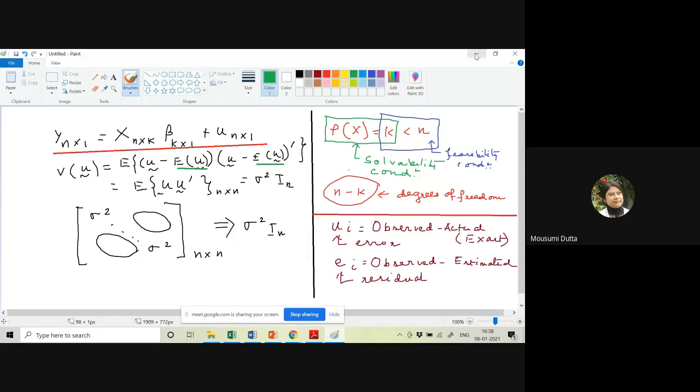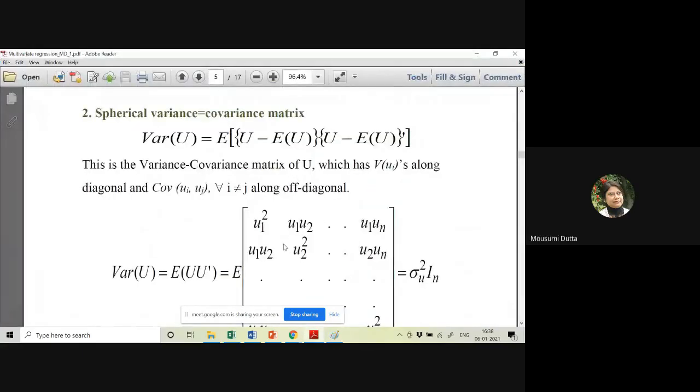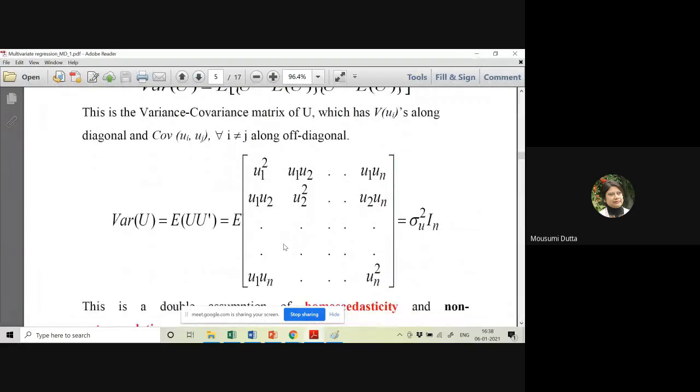Okay, so once we consider expectation of u u prime, this is equivalent to expectation of the matrix with first row u1 square, u1 u2 up to u1 un, then u1 u2, u2 square up to u2 un, and finally u1 un up to un square.